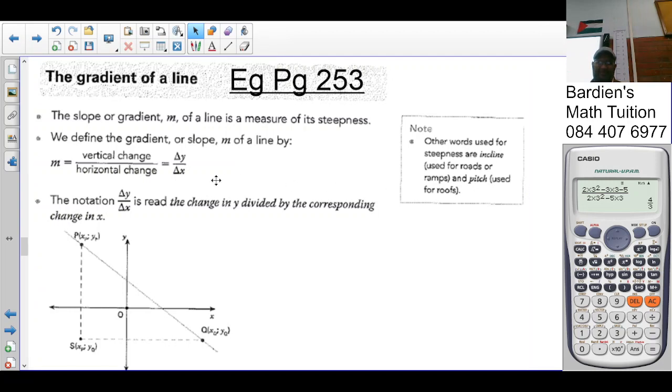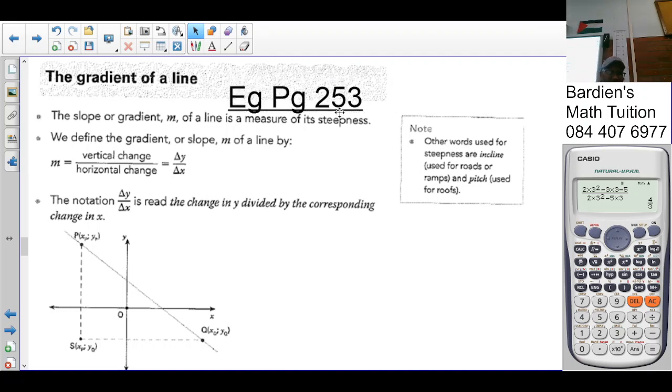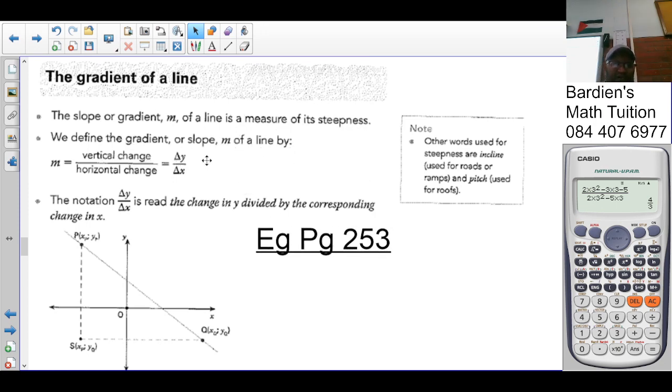Okay, so we are looking at the gradient of a line. We are on page 253. The slope or gradient m. The mathematical symbol for the gradient is the italic m, of a line, and it is a measure of its steepness. Now, when you were in grade 9, we said the m denotes slope, gradient, or inclination, the angle of inclination of a line. Then we define the gradient or slope m of a line as the vertical change over the horizontal change, which is delta y over delta x. This I need you to write down. So you have the heading there: m, which is change in y over change in x, delta y over delta x.